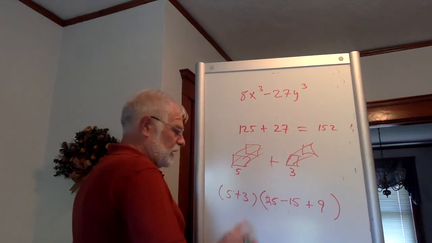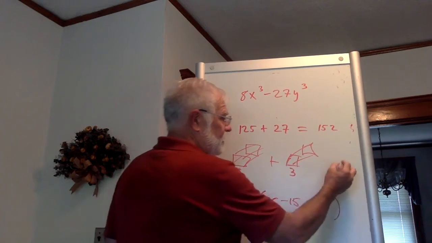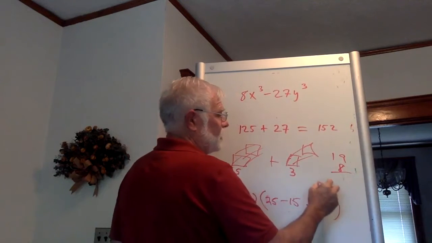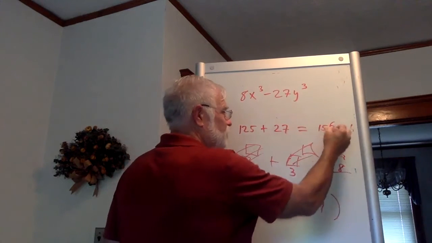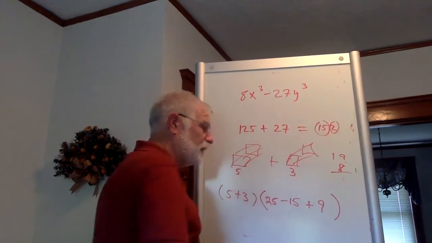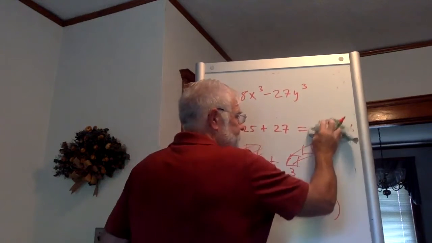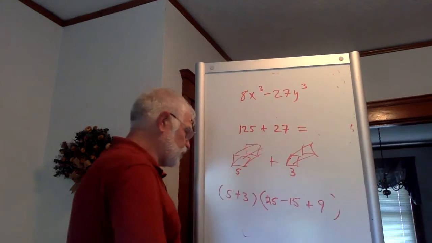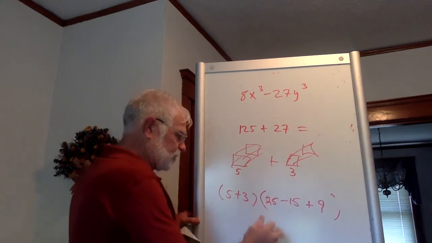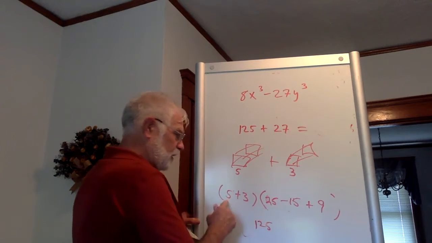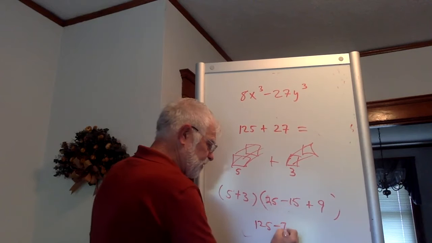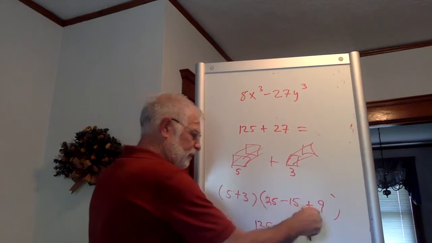Okay, so that's 8 times 19. 8 times 9, there's your 2. Carry your 7, there's your 152. So it's the same amount. It is the same amount. But let's show you why. So 5 times 25 is 125. 5 times minus 15 is minus 75. 5 times 9 is 45.